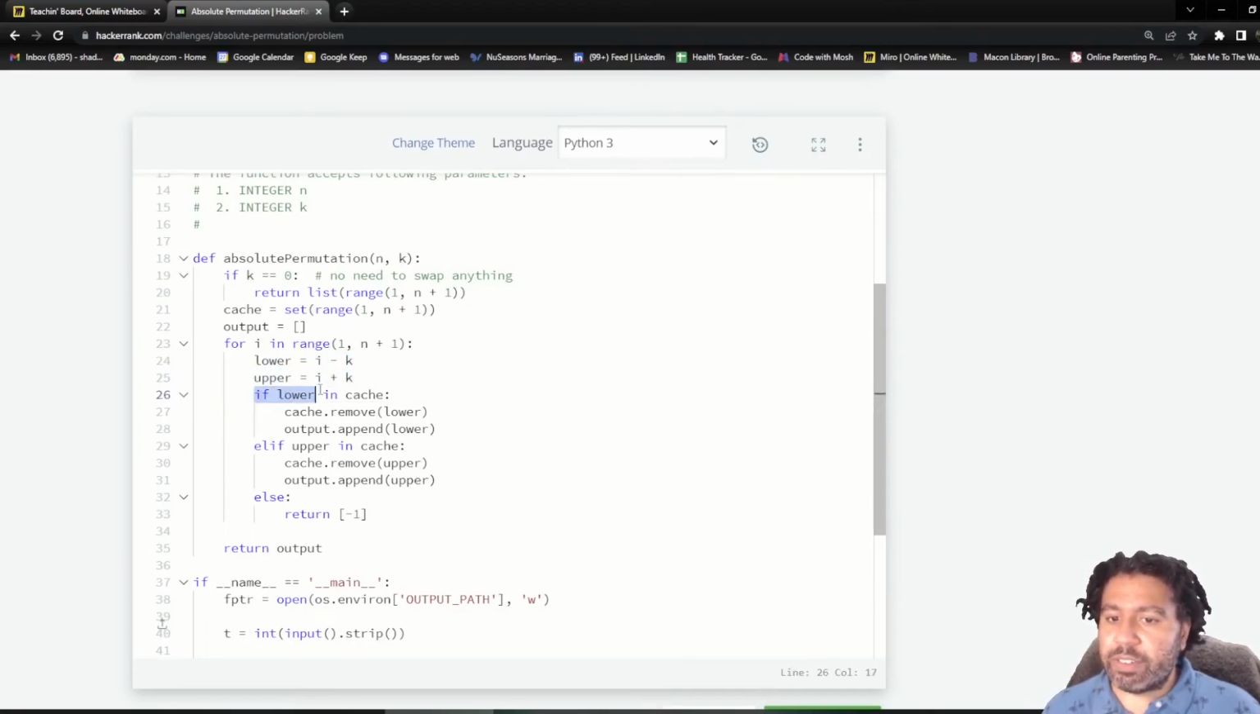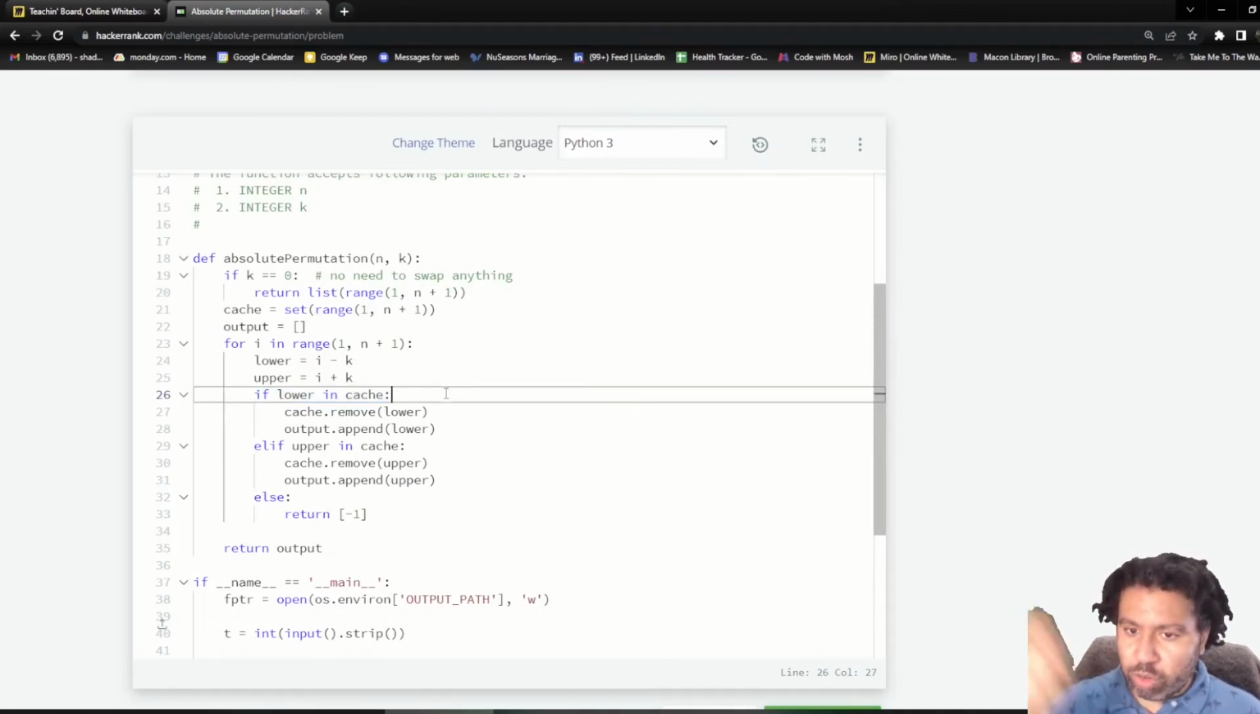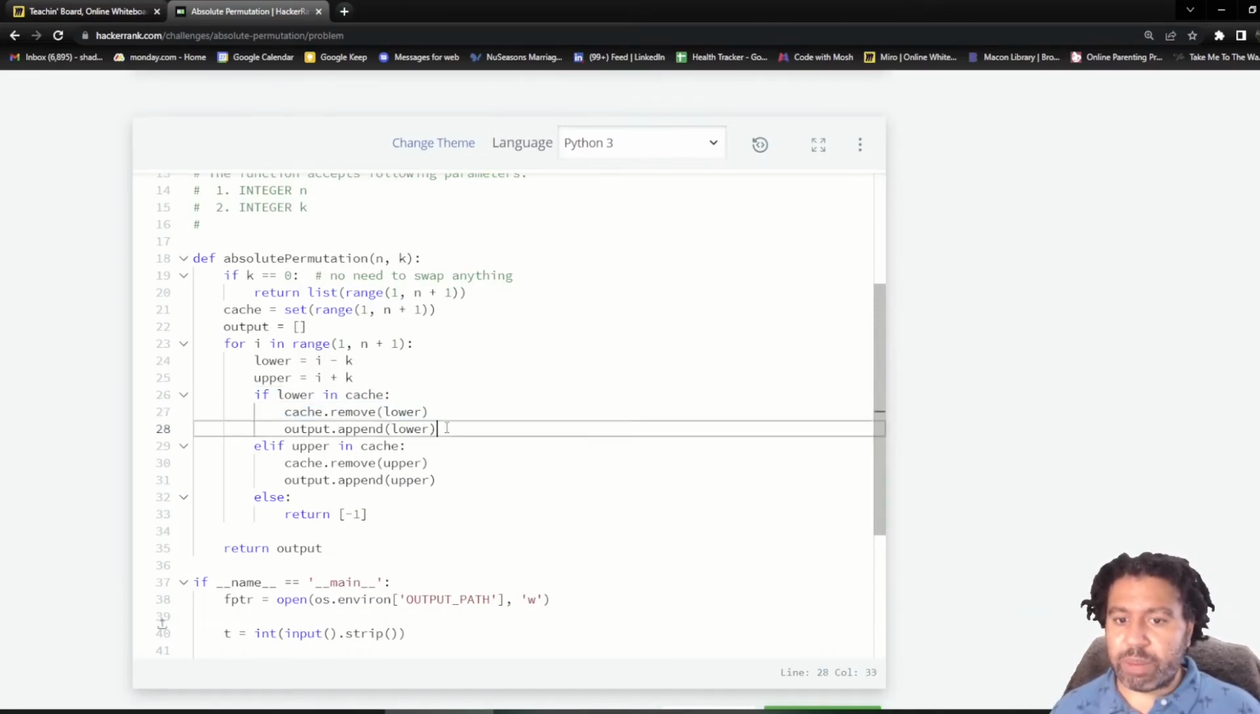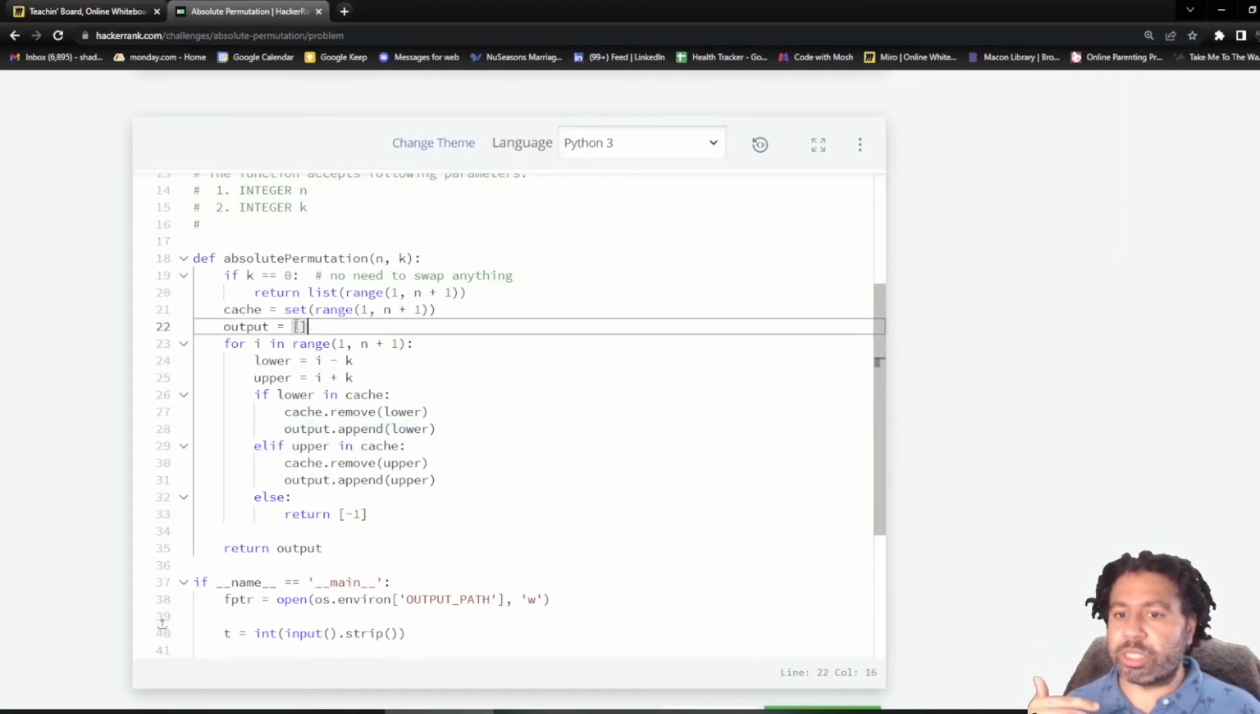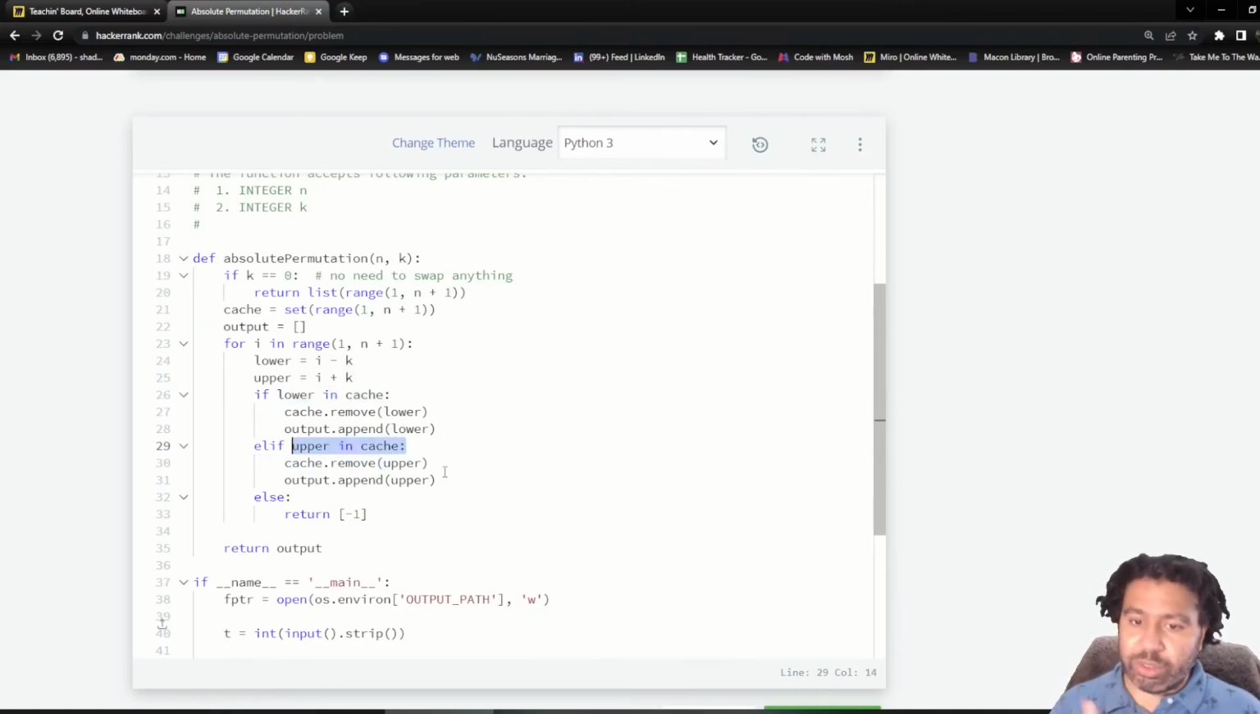And here I check if lower is in the cache. That's the preference, so I'm having that first. If it's in the cache, I want to grab it. So I'm going to remove it from the cache, and I'm going to add that to my growing output list, which is our solution, essentially. If the lower value is not in the cache, then I'm going to try the upper value and do the same thing. And if neither of those are possible, then I know that the solution is not possible. I return negative 1. And that's basically it.